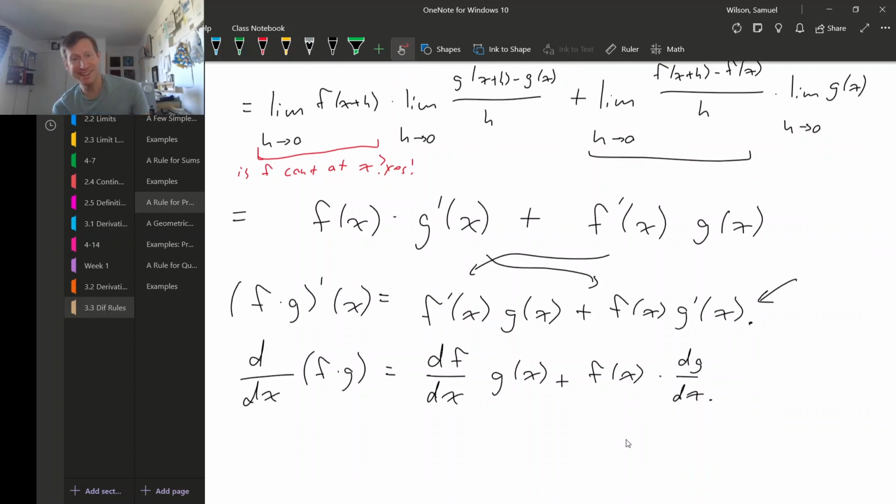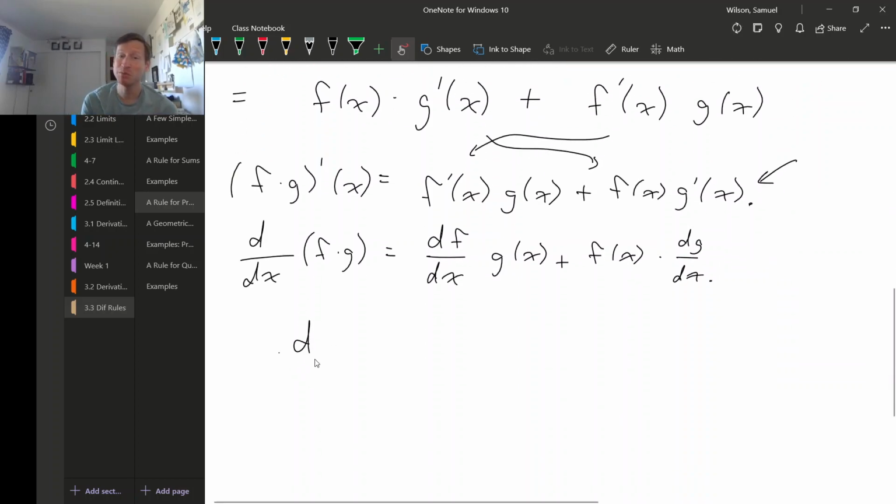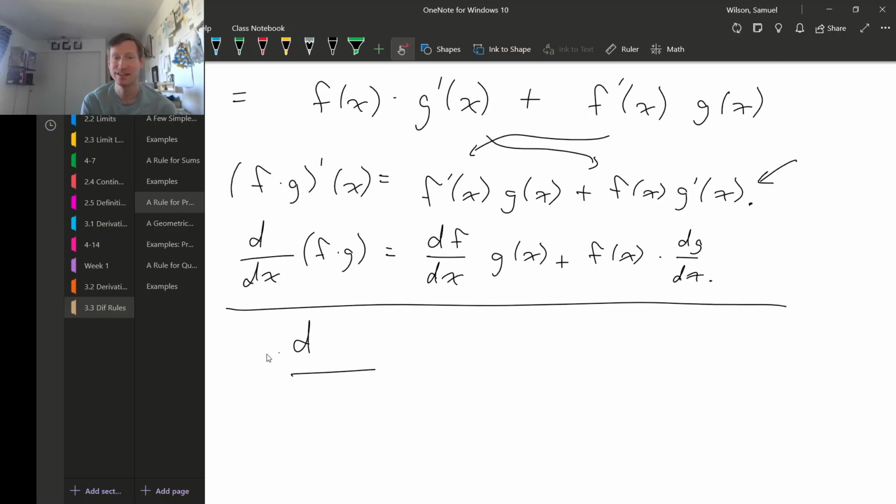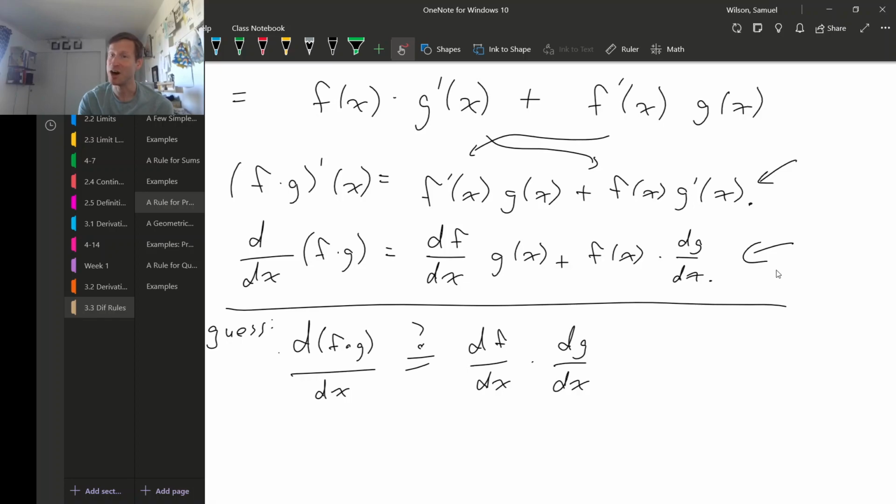All right, notice that this is probably not what you would have guessed. So usually, I think if you had, at the very beginning, before we thought about areas of rectangles or anything else, if I had asked you to guess what the derivative of a product is, you might have guessed, well, maybe it's the derivative of the first one times the derivative of the second one. But that is not what we got. So this is not right. It's tempting to think so, but it's false.